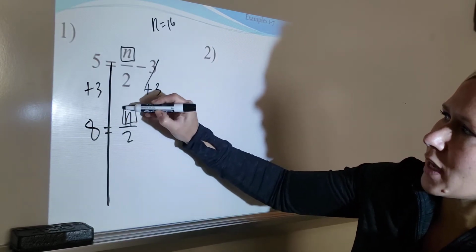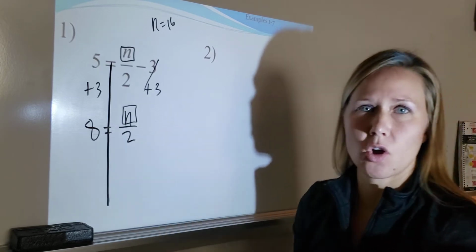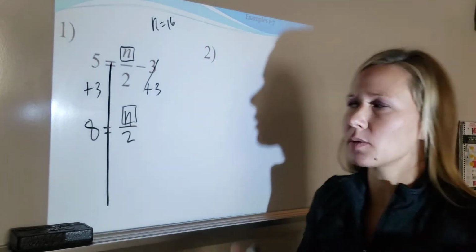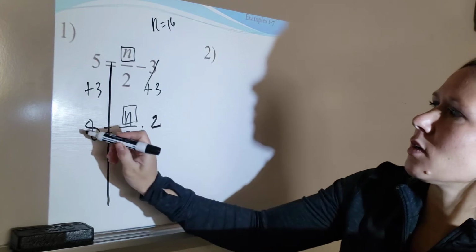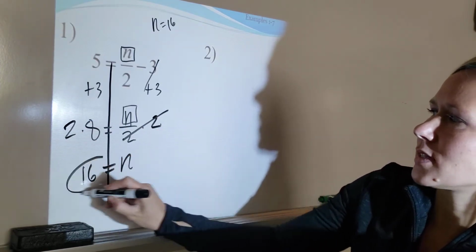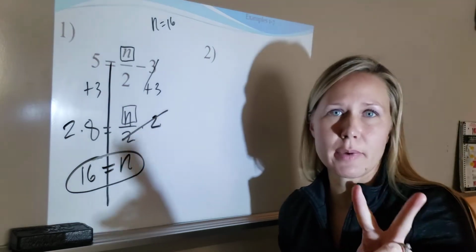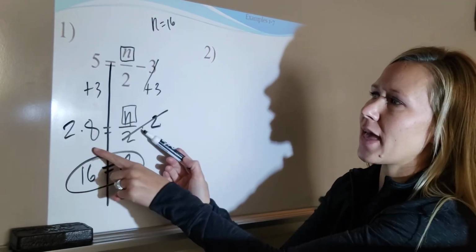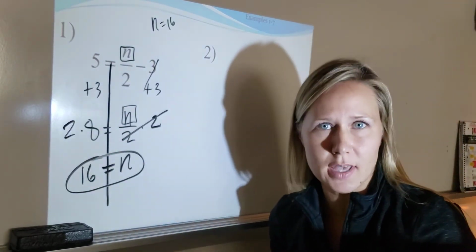So my goal is to get the n by itself. I'm going to send these guys home now. Do you see how they're divided by 2? I want to multiply. Multiply by 2 here, multiply by 2 here, both sides, and I get n equals 16. So this is my work. I can see my 2 steps. I added 3 to both sides, and then I multiplied 2 to both sides.